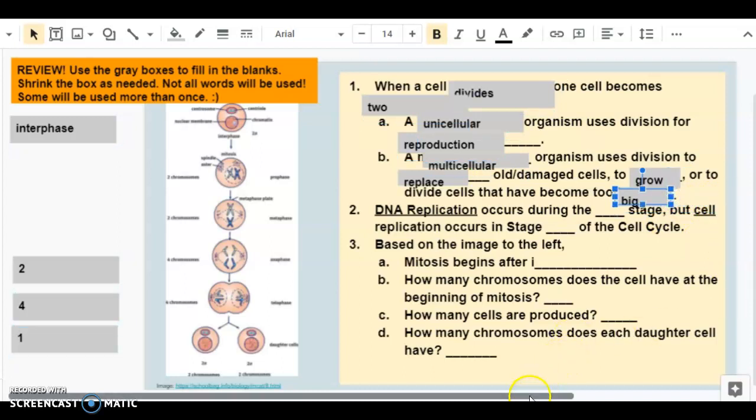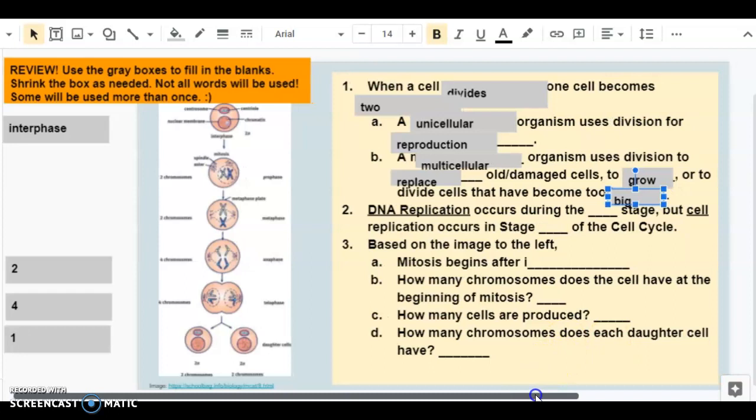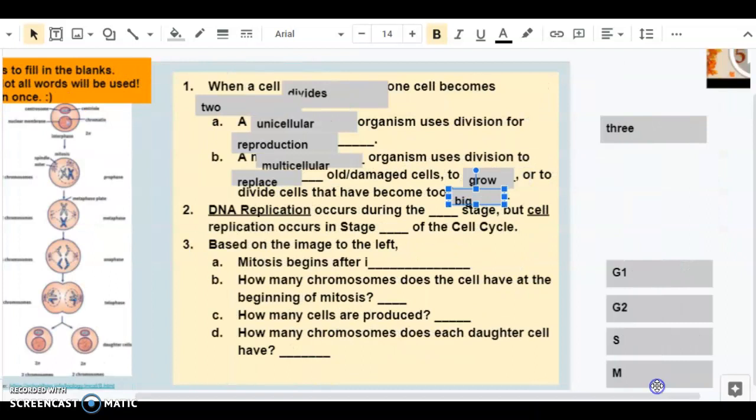DNA replication occurs during the cell cycle, and it has to occur before the cell can divide. So it's going to occur during the S stage, which stands for synthesis of the new DNA. But cell replication, where we're making a new cell, occurs during the M stage, which stands for mitosis.